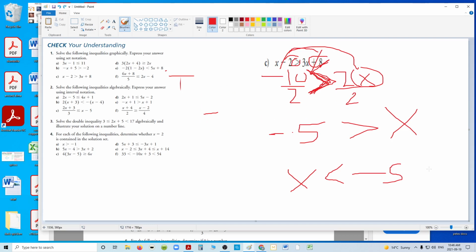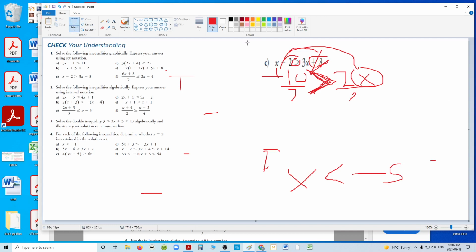Let's try on the other side. Let's take minus 4. Minus 4 minus 2 is minus 6. Bigger than 3 times minus 4 is minus 12, plus 8 is minus 4. Minus 6 is not bigger than minus 4. And if I put minus 5 in there, I get minus 7 is bigger than minus 15 plus 8, minus 7. So you can see why it's smaller and not smaller than or equal. So this is true.